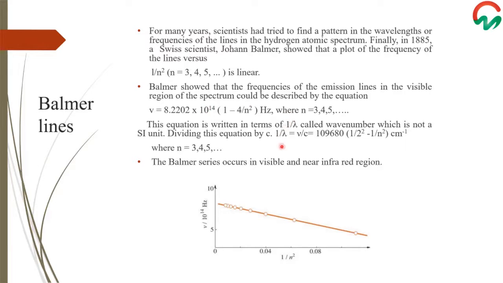We got an equation 1 by lambda is equal to nu by c, which is the equation given in terms of wave numbers, equals to 109680 into 1 by 2 square minus 1 by n square. As you can see that the wave number has a unit of per centimeter. Here also n is an integer value and it can have a value from 3, 4, 5 up to infinity. The Balmer series occur in the visible and the near infrared region of the spectrum.